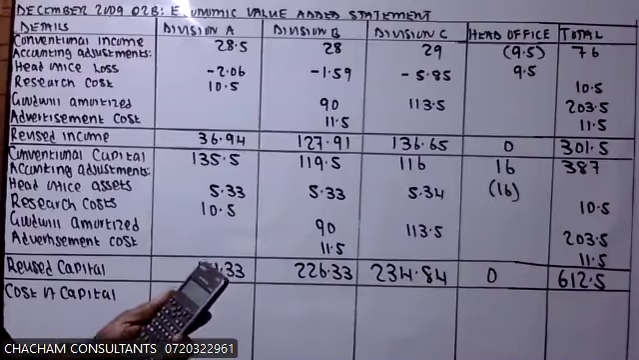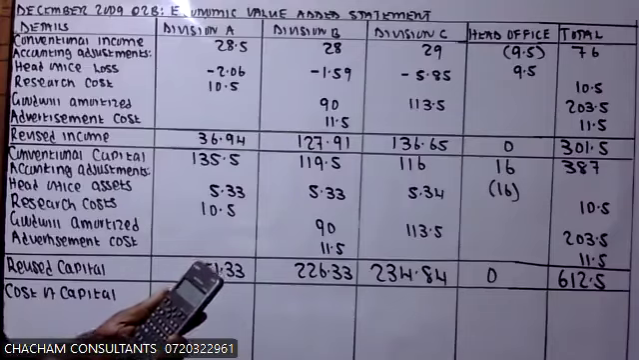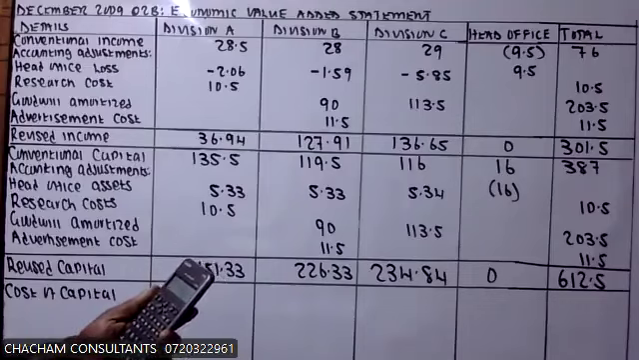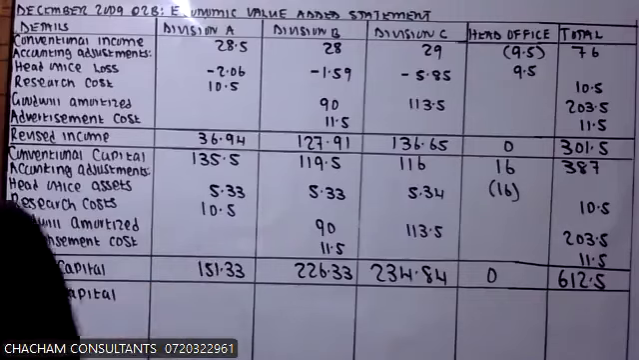116 plus 5.34 plus 113.5 equals. Hiyo iko sawa. 119.5 plus 5.33 plus 90 plus 11.5 iko sawa. 135.5 plus 5.33 plus 10.5. Yeah, I think now we are okay. Any question?